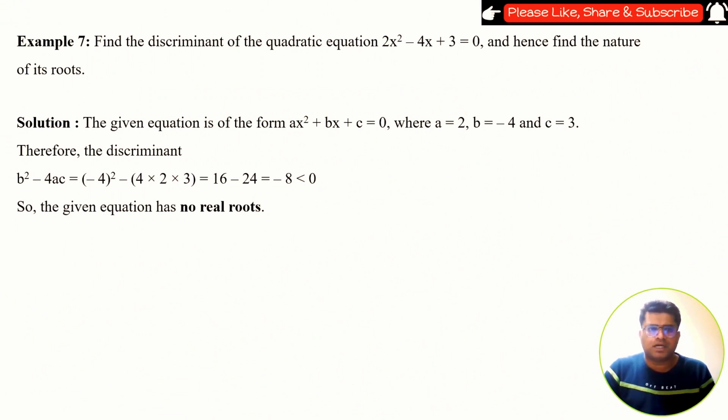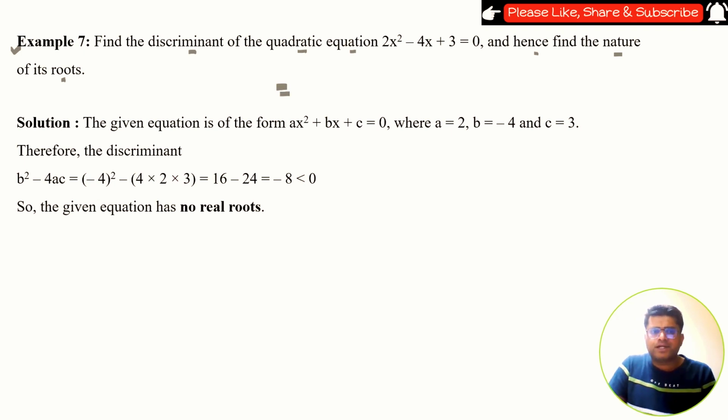Student, this is our example number 7, and this is based on our last study. We studied about the nature of roots. This is your example number 7. Find the discriminant of the quadratic equation and hence find the nature of its roots. Find the discriminant. You know what is the discriminant of a quadratic equation?